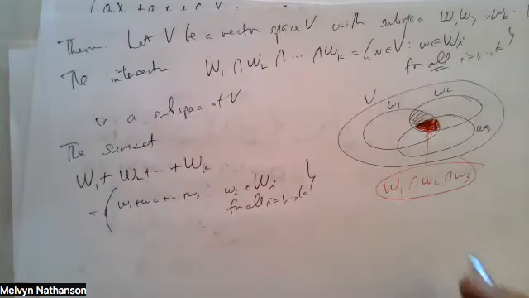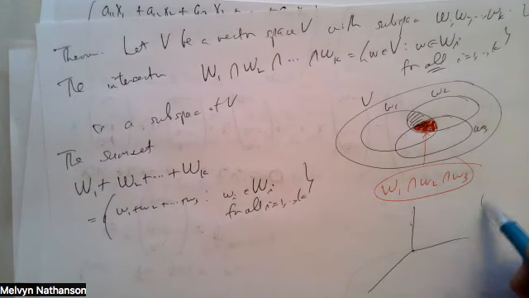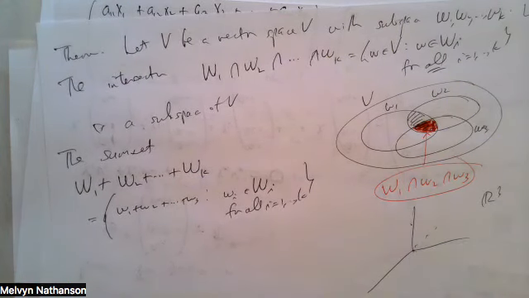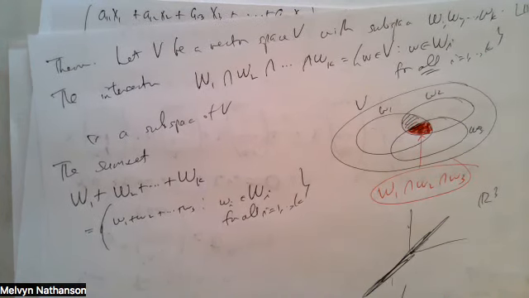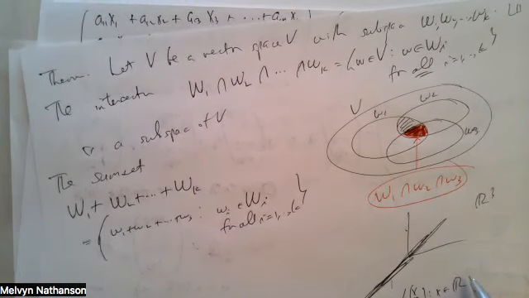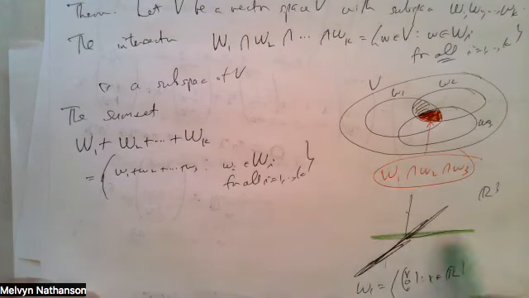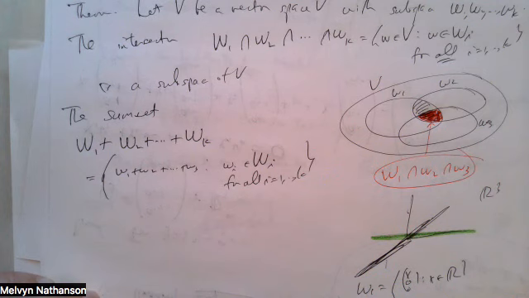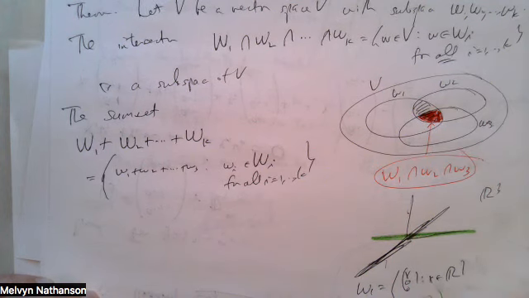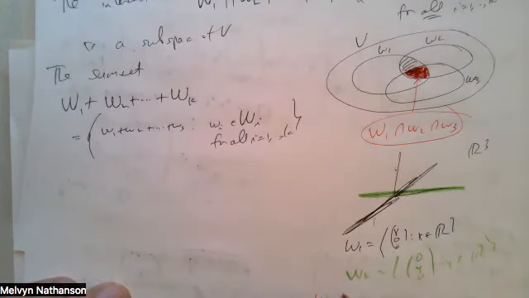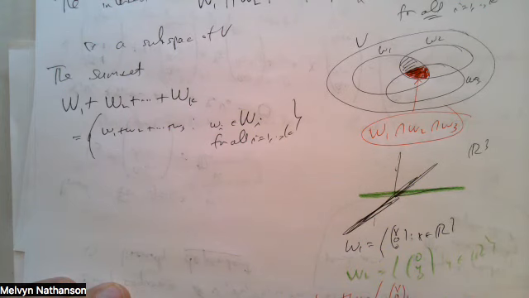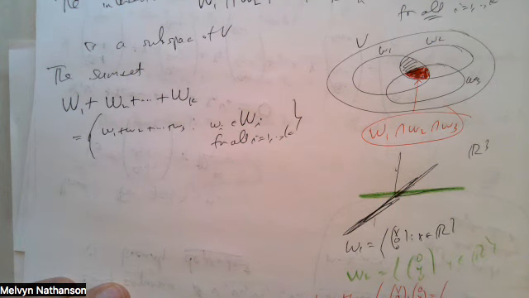Let's see. Harder to draw a picture of this. Suppose we're in three-dimensional space. So this is R3. And suppose W1 is the x-axis. So that's the set of all vectors of the form x, 0, 0. And suppose W2 is the y-axis. Then what is W1 plus W2? It's the set of all vectors of the form x, 0, 0 plus 0, y, 0. This is just x, y, 0 for all x and y in R. That's the xy plane.